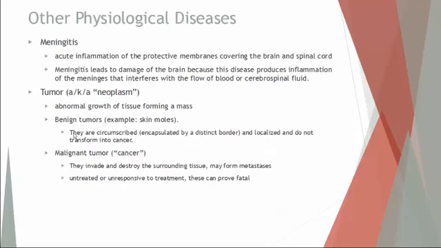Right. Other physiological diseases, meningitis. This is an inflammation of the meninges. There are 3 meninges that protect the brain and the spinal cord. You have the dura mater, the pia mater, and the arachnoid mater. These will vary on where they're found. The pia mater is found directly on the brain and on the spinal cord itself. The arachnoid mater is a space between those two, the pia and dura maters, and the dura mater is what lines the inside of the skull and surrounds the cord and surrounds the brain.